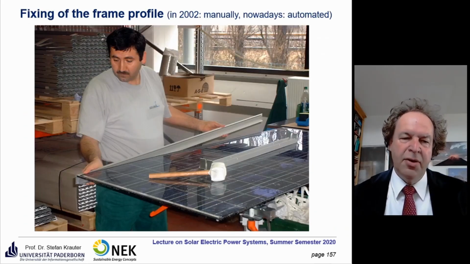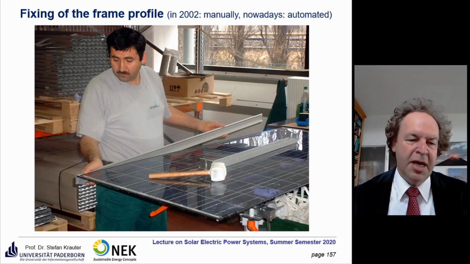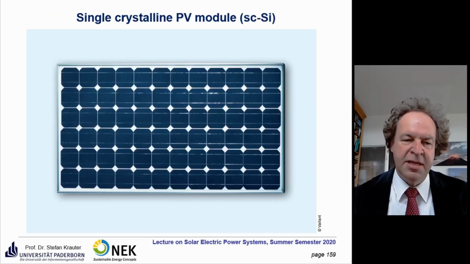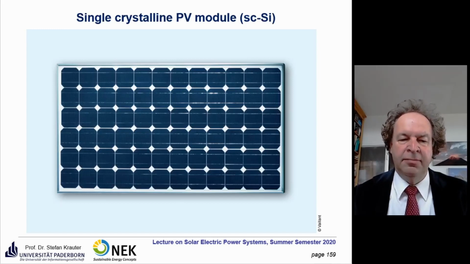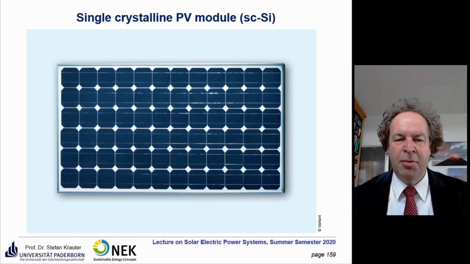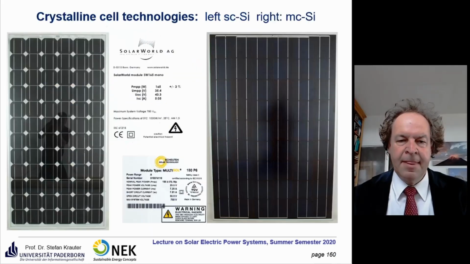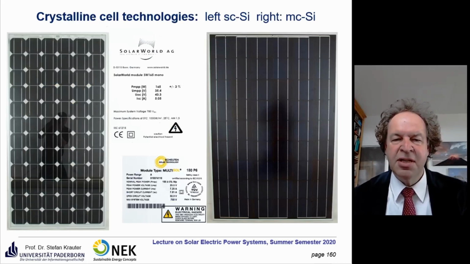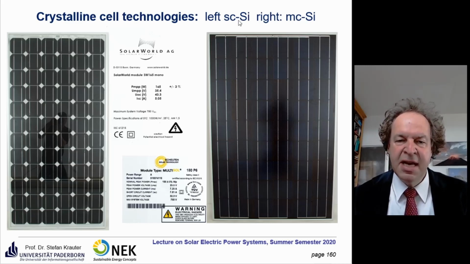And at the very end, you apply the fixing of the frame. Nowadays, it's done automatically. In 2002, this was still carried out manually. Here you see the fixing of the edges. And we have the final module after the attachment of the terminal box. On the left side, you see a single crystalline module. On the right side, you can maybe hardly see the multicrystalline structure. So SC means single crystalline, MC means multicrystalline.